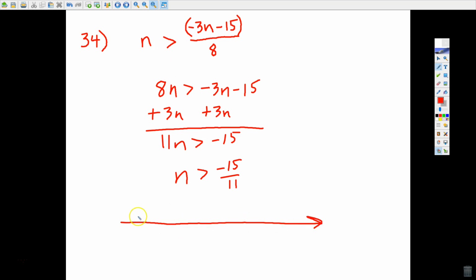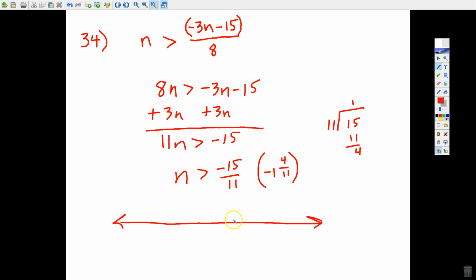So in this case, you probably do want to look at this as a mixed number. It's already improper, and as a mixed number, if you divide 11 into 15, probably remember how to do this, but just in case, it's negative 1 and 4 elevenths.